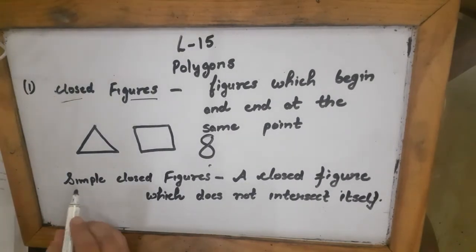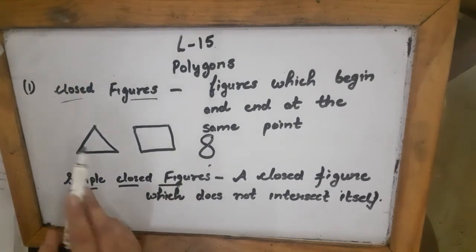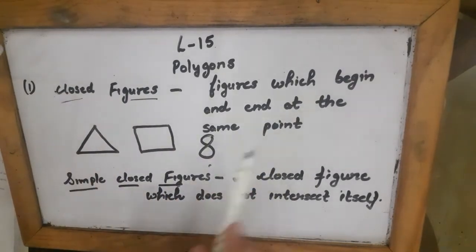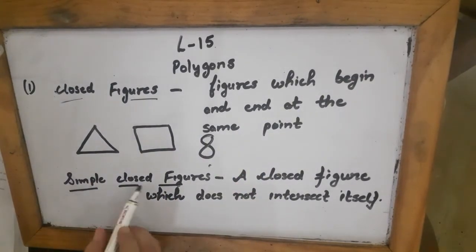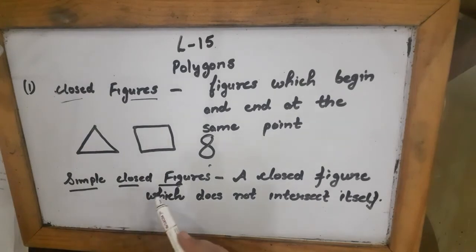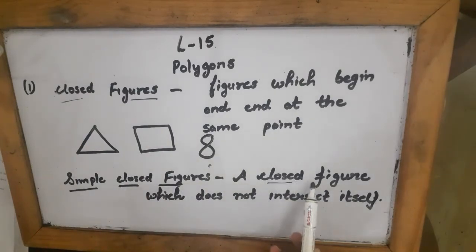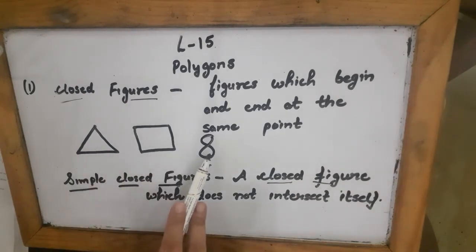Now, on to simple closed figures. I told you about closed figures which begin and end at the same point. Now, what are simple closed figures? Simple closed figures are the closed figures which do not intersect themselves. Now, I gave you the examples, all these are closed figures.